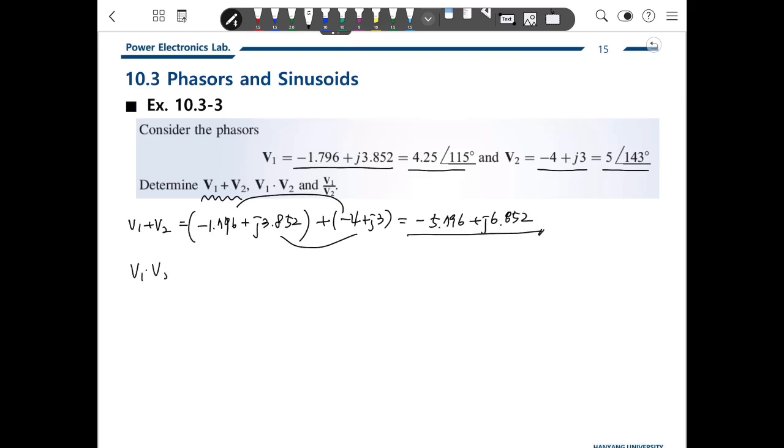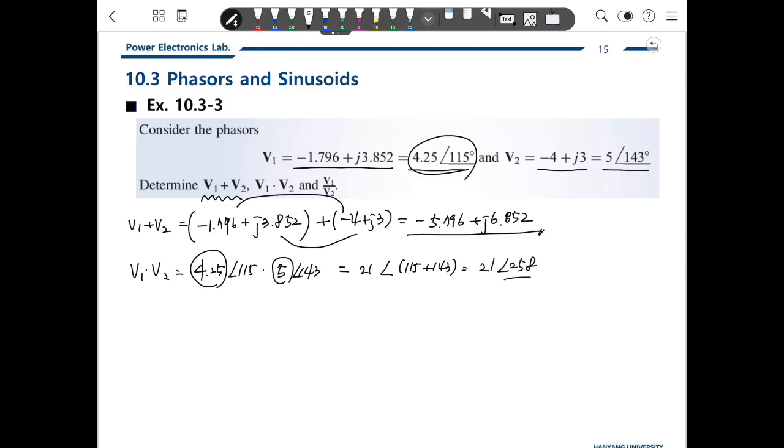And what about the multiplication V1 times V2? The polar form is very useful. V1 is 4.25 angle 151 degrees, and V2 is 5 angle 143 degrees. So the magnitudes multiply to 21, and the phases add, 151 plus 143, giving 21 angle minus 66 degrees.